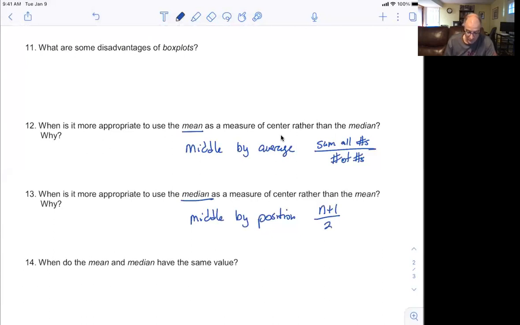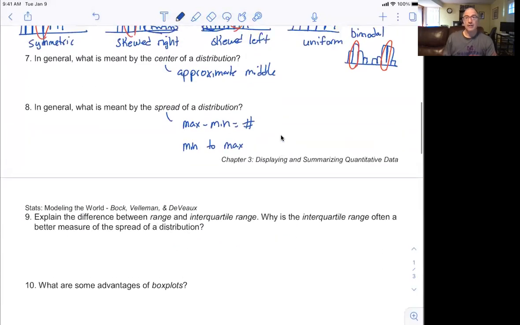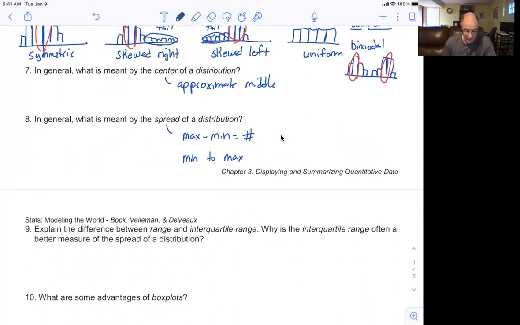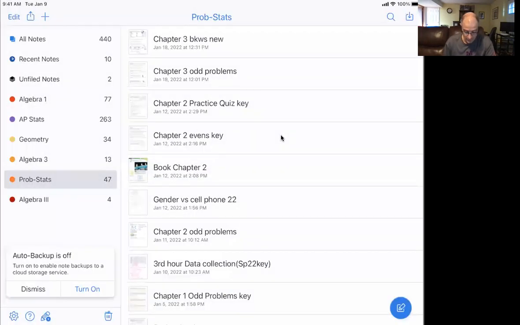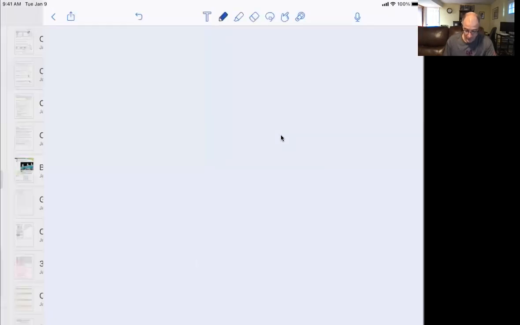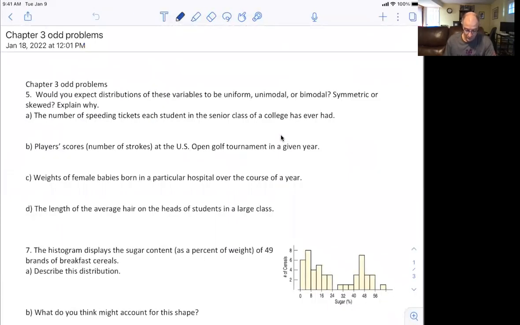Anyway, so that was the intro that we had to talk about to get things moving. So now let's flip over to our odd problems and actually work on that, and we'll move forward with this. Okay, so in number 5, we're trying to describe what we would expect to see as far as uniform, unimodal, and bimodal. We've talked about all those. We talked about symmetric, and we talked about skewed. So we have that. The number of speeding tickets each student in a senior class of college has ever had.